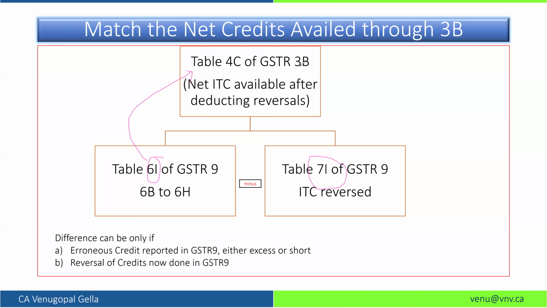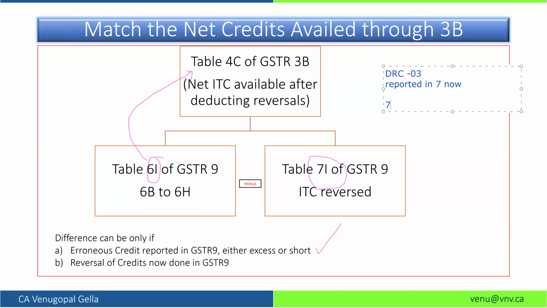If this is not matching, then either there is an erroneous credit reported, which is excess or short, or there is a reversal of credit which is done in GSTR 9. Let's say I have a motor vehicle credit. I have availed it and utilized it. I have not reversed it in 3B. I can reverse that now through DRC 03. Just like payment of taxes, reversal of credits can be done through DRC 03. Such reversal is to be reported in 7 now.